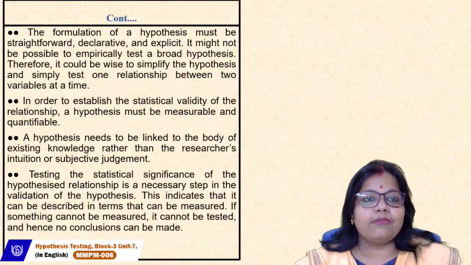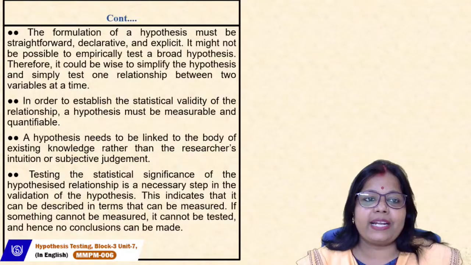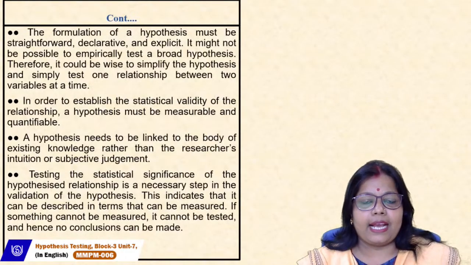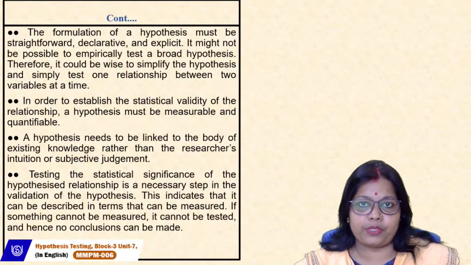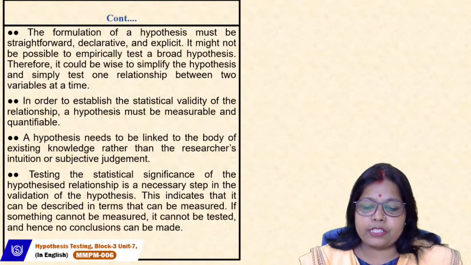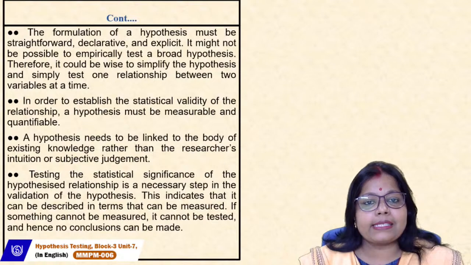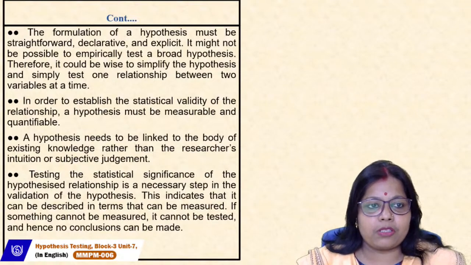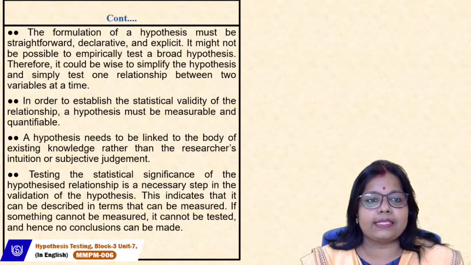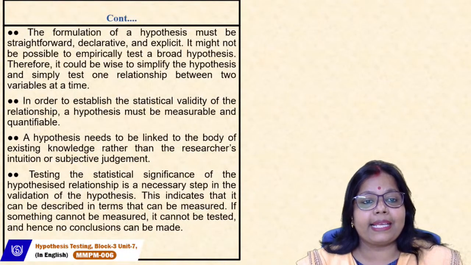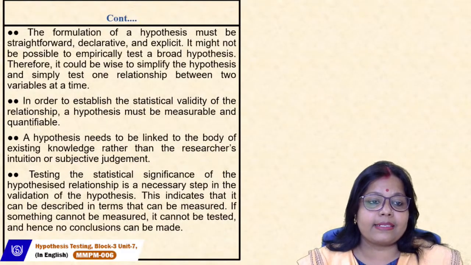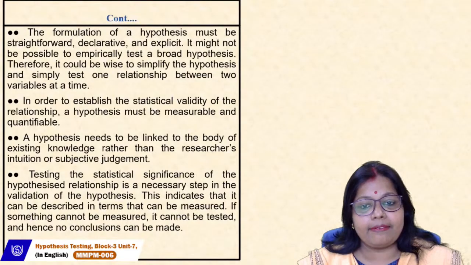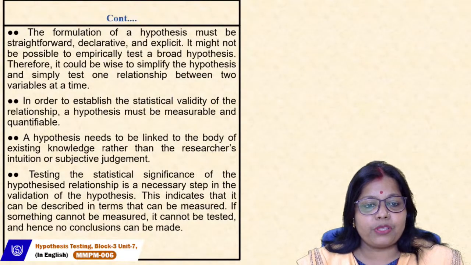The first characteristic is that the formulation of a hypothesis must be straightforward, declarative, and explicit. As we discussed, it might not be possible to empirically test a broad hypothesis. So the hypothesis should be empirical, declarative, and a statement that is not very broad, because if it is, then it is too difficult to test. Therefore, it could be wise to simplify the hypothesis and simply test one relationship between two variables at the same time.